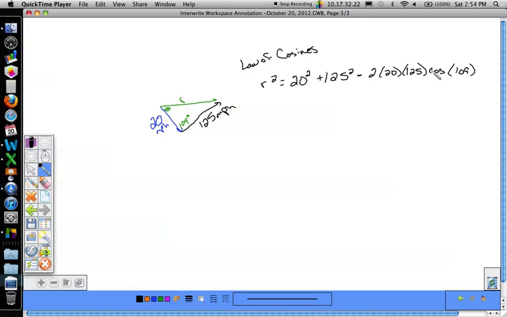Now if you're typing this into your calculator, be aware that your calculator, your TI-83, needs to be in degrees. So make sure you click on mode, make sure you're in degrees. If you're in radians, this will give you a wrong answer. So make sure you are in degrees.